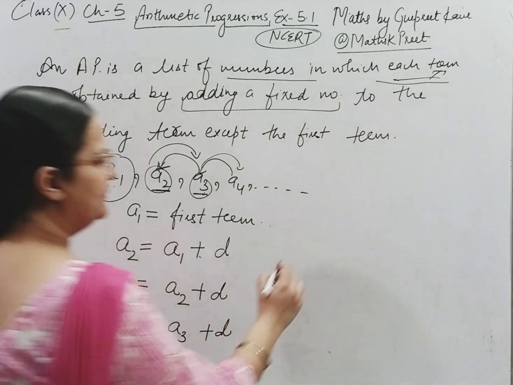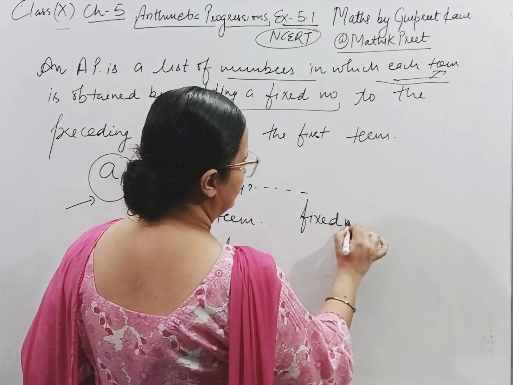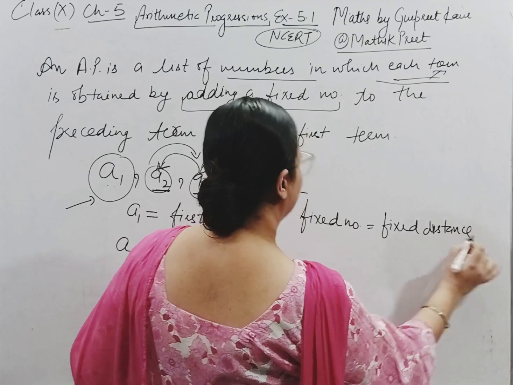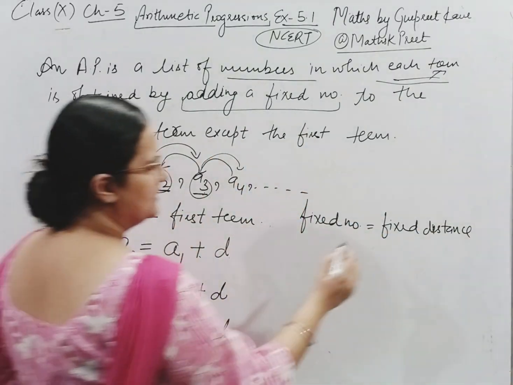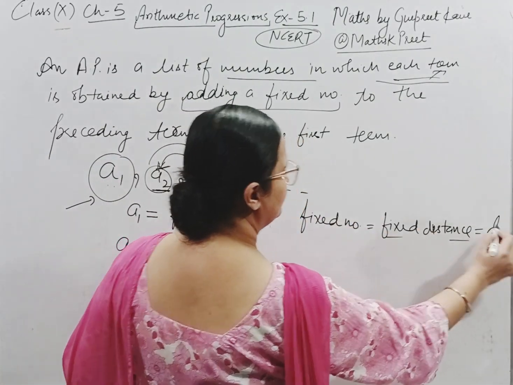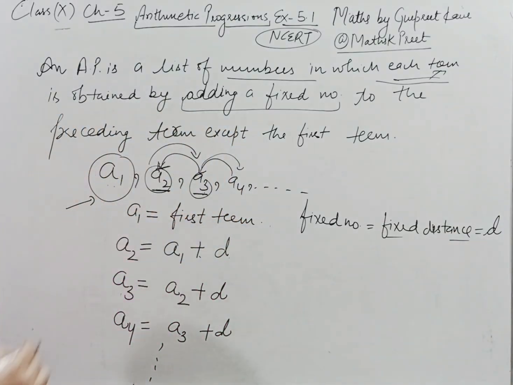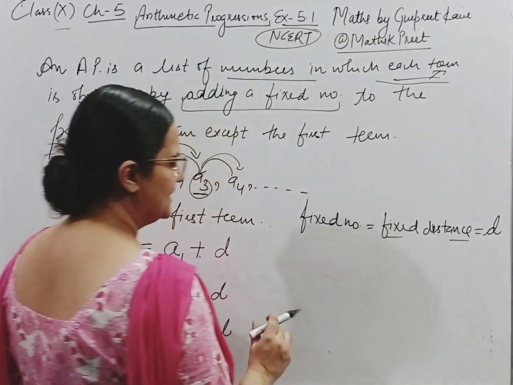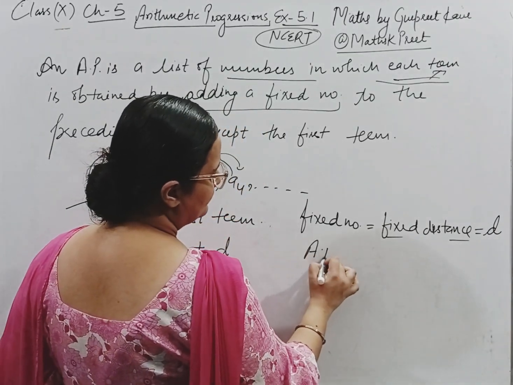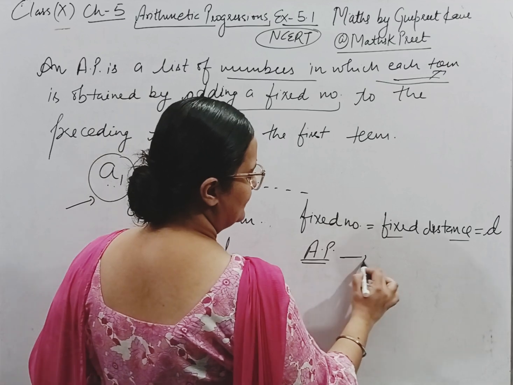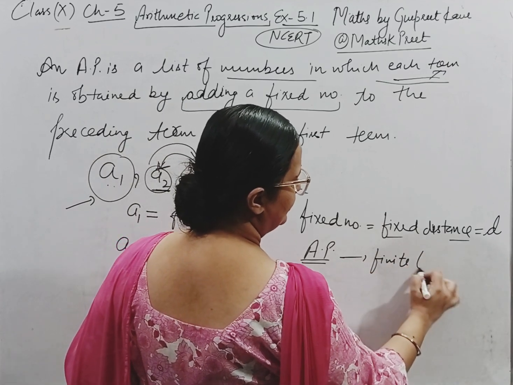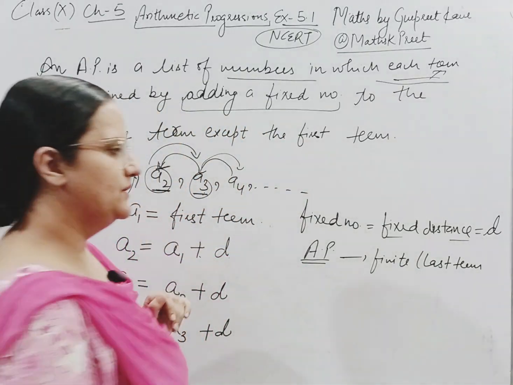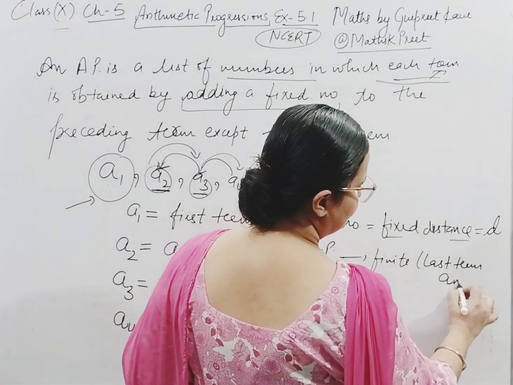So that fixed number is known as the fixed distance. Every time we are covering the same distance to get the next term, and the notation we generally write is small d. Here A1 is the first term, and d is the fixed number or fixed distance. If the arithmetic progression is finite, it will have a last term, because it ends somewhere. The last term is written as an.